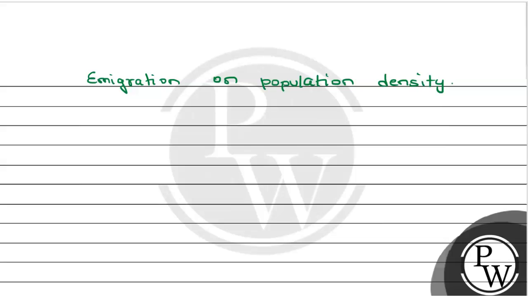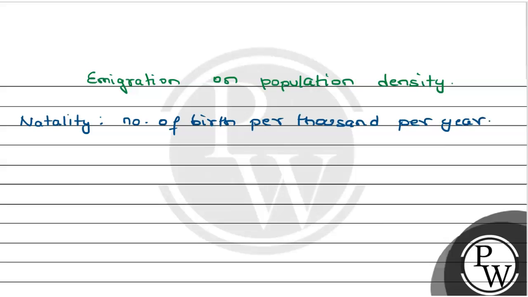And how do they affect the population density. So first coming to natality. What is natality? It is the number of births per thousand of the population, that is, per thousand individuals per year. So basically in natality, the number of individuals are getting born. So for this case the population density increases.